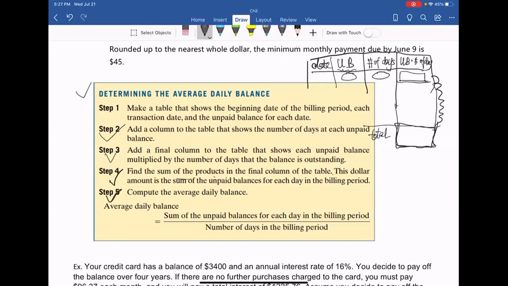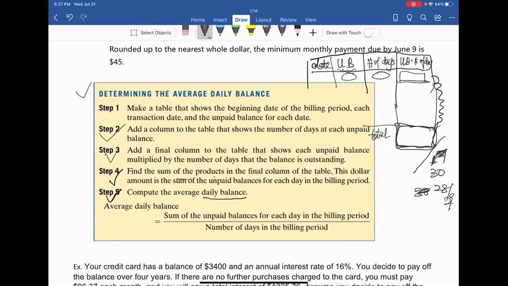Next step, compute the average daily balance. You have this total. You divide it by the number of days in the billing period. For example, in May, you divide it by 31. If in June, you divide by 30. If in February, you divide by 28 or 29.